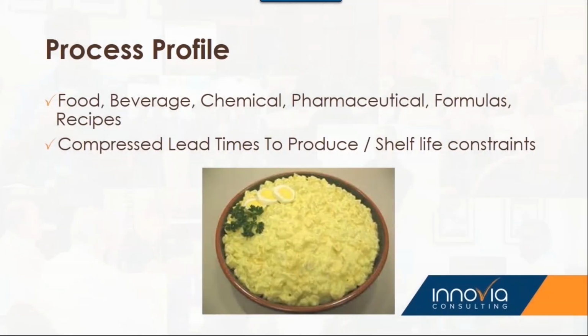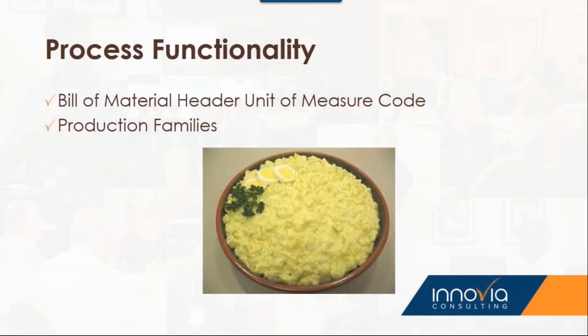Okay. Process. I'll go through this pretty quick, I think. I'm going to call process, you've got recipes, chemicals, formulas, typically compressed lead times, shelf life constraints. You might even be doing FIFO, first expired, first out, lot tracking. So, next slide. Some of the process key things we could use. The bill of material has a unit of measure, and there are families in NAV. I don't know if you've looked at it, there's production families. Limited use, but we'll take a look at it. Next slide.